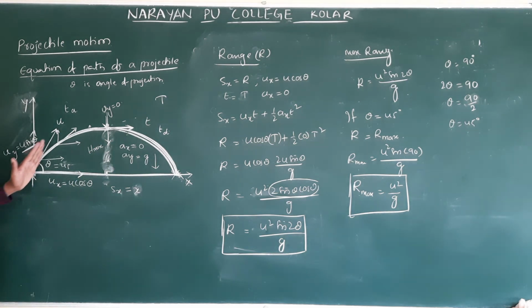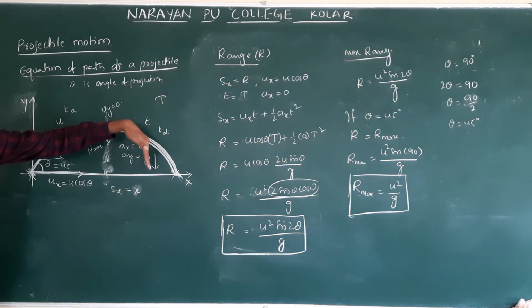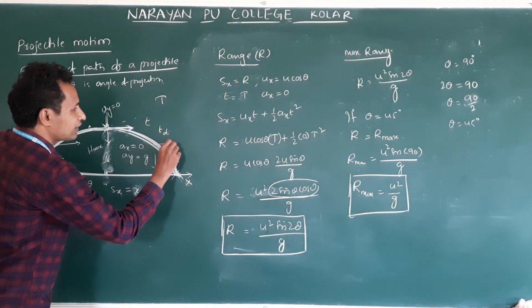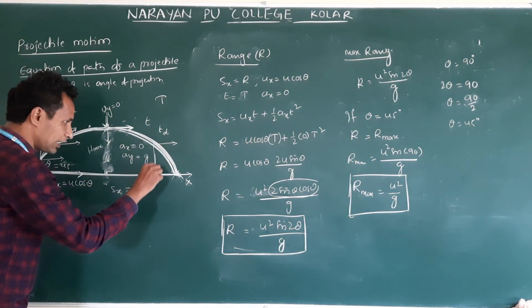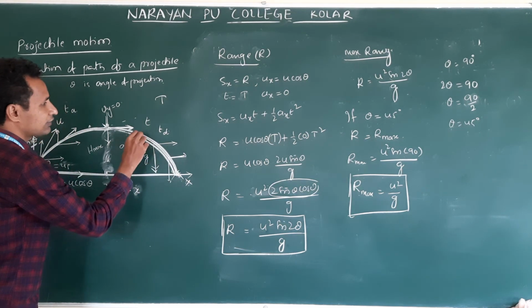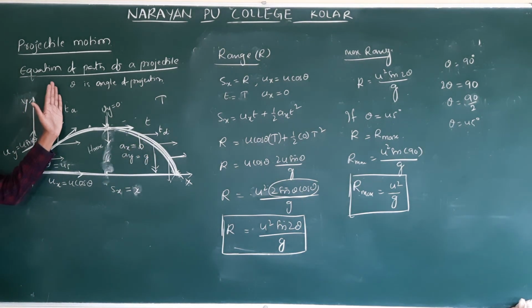Clear? In this projectile, the horizontal component remains the same, but the vertical component gradually decreases up to where? Maximum height. Again in the downward journey, the horizontal component remains the same, but the vertical component again increases. Understand? Here the horizontal component acts like this, the vertical component acts downwards like this. Understand? Clear? Which component decreases? Vertical component decreases. Horizontal component remains constant.